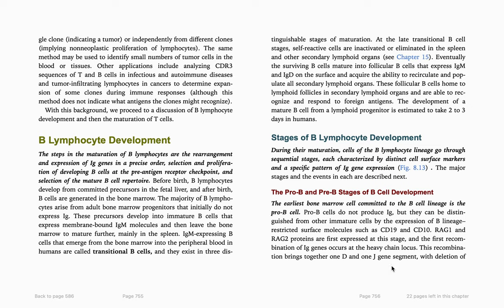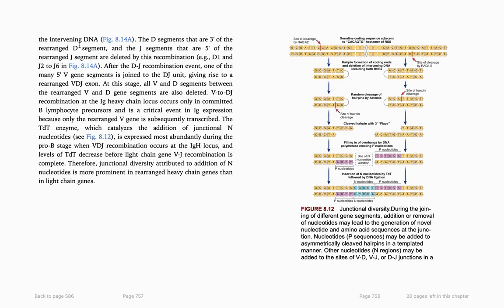the heavy chain locus. This recombination brings together one D and one J gene segment, with deletion of the intervening DNA. The D segments that are 3' of the rearranged D segment and the J segments that are 5' of the rearranged J segment are deleted by this recombination. D1 and J2 to J6 remain.